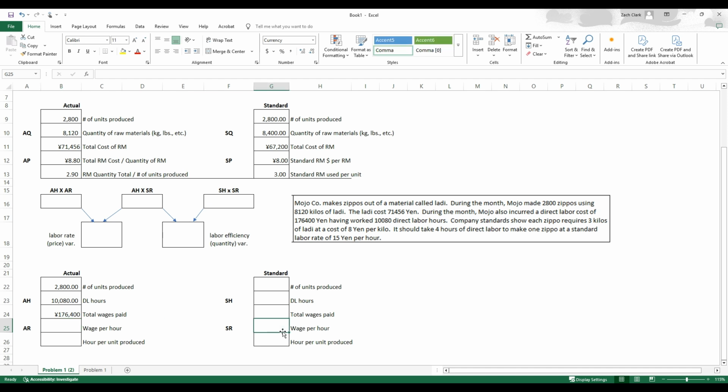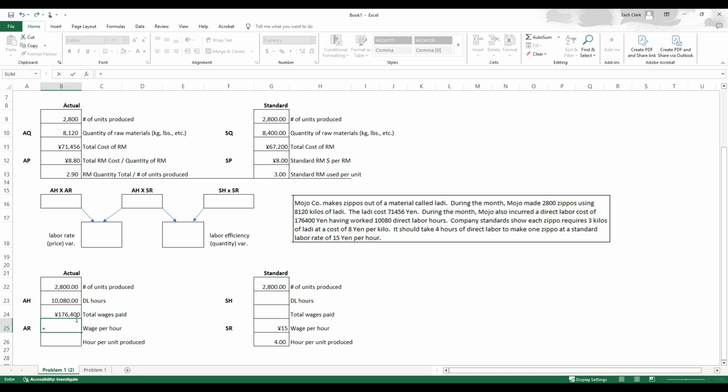Okay, and then we're also given some standards. So we say company standards show that it takes 4 hours per unit, and it should be 15 yen per hour. I'm going to do the same thing here and pre-format these with the yen. Okay, I think that should do it. And then one thing we can do if we want to just populate this, we're going to have that at the same number of units produced.